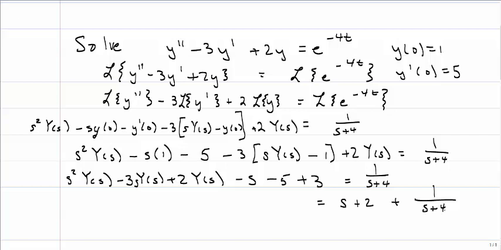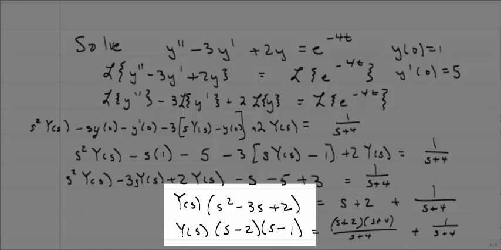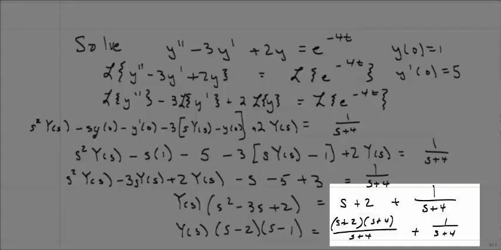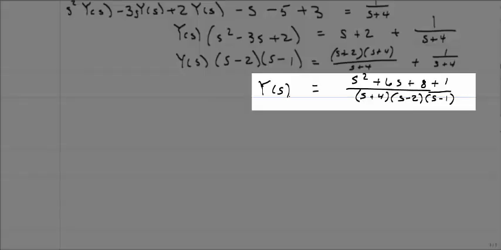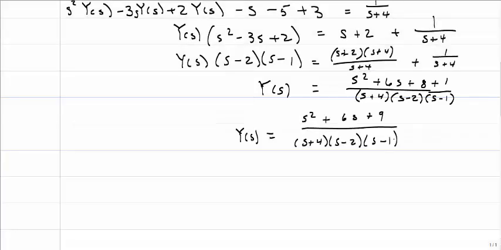And I'm going to factor out a Y(s) on the left-hand side. Now what I've done is factored the s squared minus 3s plus 2, and I've combined the right-hand side into two fractions with a common denominator. Now I've gone ahead and divided both sides by s minus 2, s minus 1, as well as combined the fractions into one fraction. And now I've gone ahead and combined like terms.